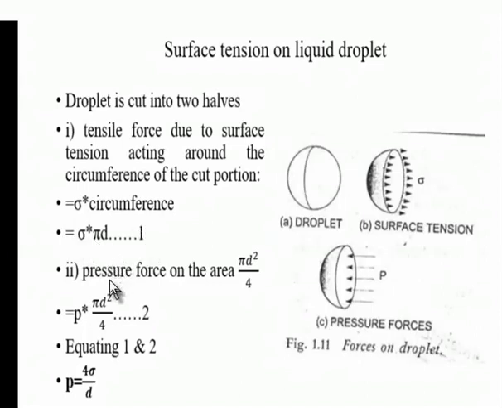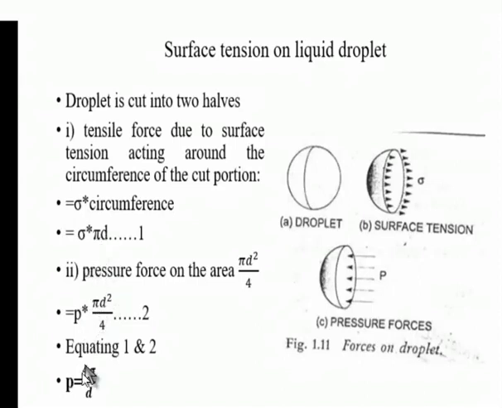The second one is the pressure force on the area pi d square by 4. You can take the other half of the liquid droplet, which is subjected to the pressure force on that area, pi d square by 4. Now we get the pressure force as P into pi d square by 4. This is equation number 2. By equating 1 and 2, we get P equal to 4 sigma by d. One d and here d get cancelled, and this pi and this pi get cancelled.